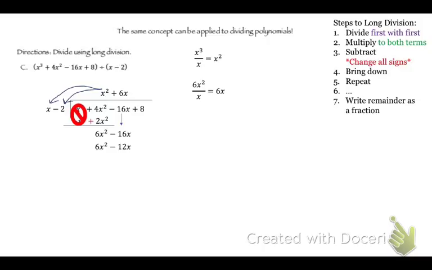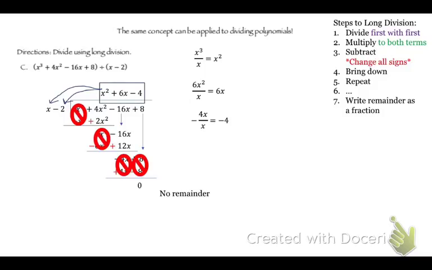6x times negative 2 is negative 12x. Subtract, change those signs. Those cancel. Negative 16 plus 12 is negative 4. Bring down the 8. Now we're repeating again. Divide first with first. So negative 4x divided by x is negative 4. That goes up top. Negative 4 times x is negative 4x. Negative 4 times negative 2 is positive 8. Subtract, change those signs. That cancels. That cancels. So we're left with 0, which means there is no remainder, and that is my answer.